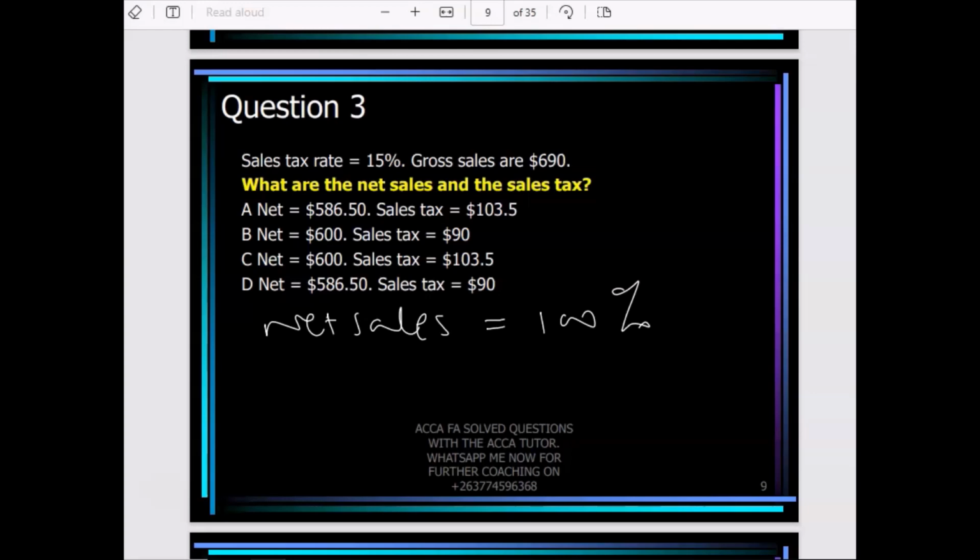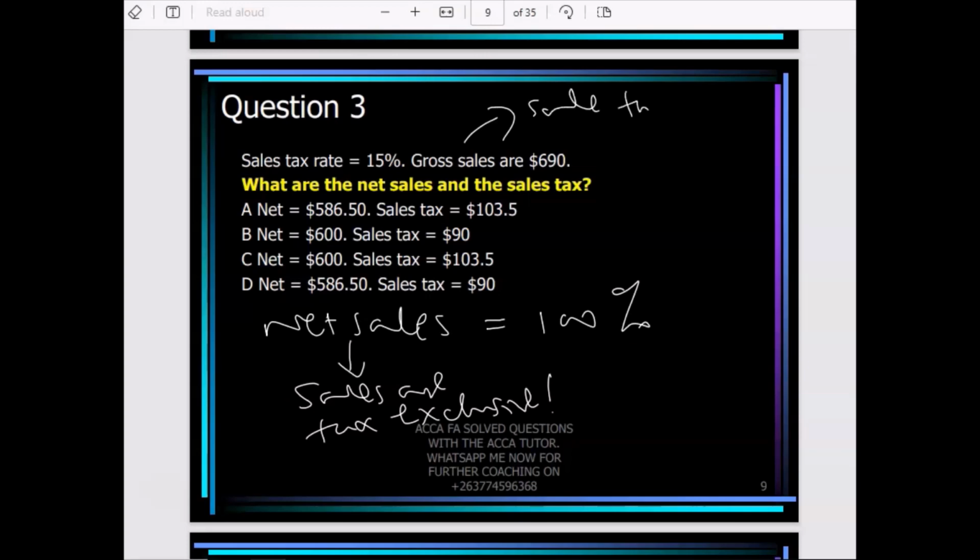Okay, so the word net sales means that the sales are tax exclusive. So this is the selling price without tax. Okay, so we give them a percentage of 100%. Whilst gross sales, these are sales which are tax inclusive. So in other words, they are 100% plus the tax rate, 100% plus R, or 100% plus the sales tax rate.